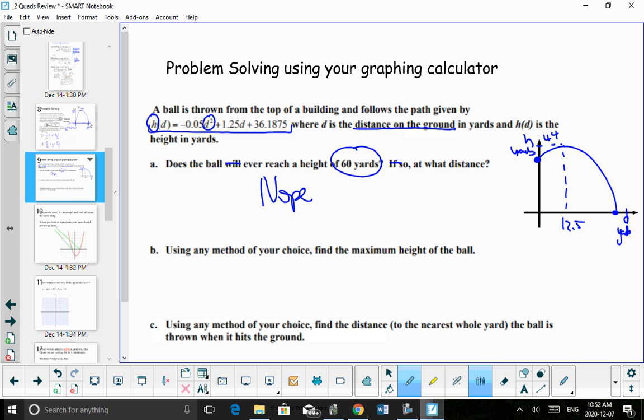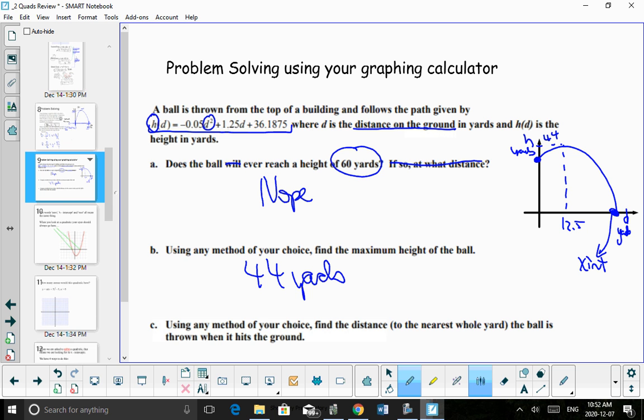If so, at what distance? Well, that doesn't apply. It says using any method of your choice, and we're choosing the graphing calculator. What is the maximum height of the ball? That is 44 yards. Using any method of your choice, find the distance the ball is thrown when it hits the ground. So here's the ground right here. That's what we're looking for.